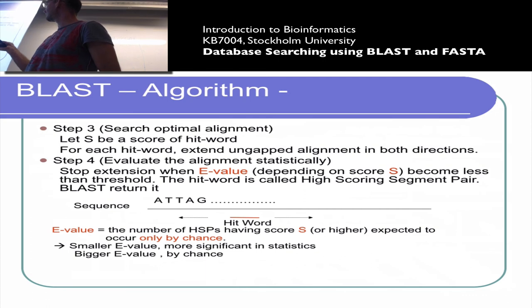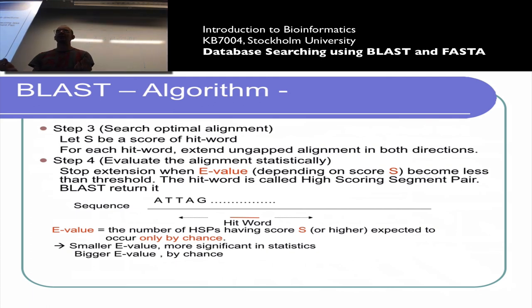Here you basically have the E value, which depends on the score S. That's basically a threshold for it to be significant. These are also called high scoring segment pairs, so you can find longer diagonals that have no gaps. The E value is the probability to find such a pair having score S or higher occurring only by chance. So if it's a small E value, how likely can you find in a database of this type this alignment score or higher by chance, if everything was random.